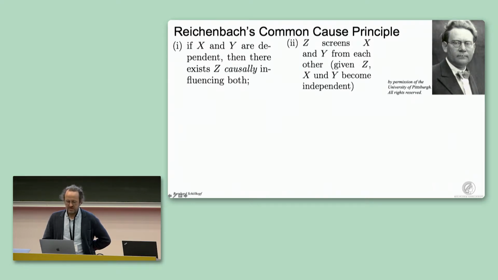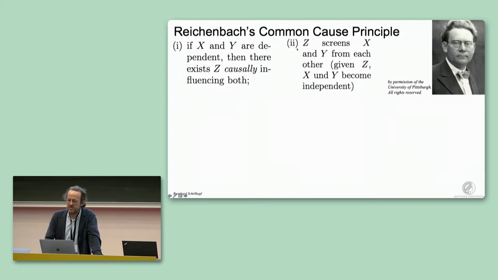Had to leave in 1938, went to Turkey, and later went to America, where he was, for instance, the PhD advisor of Hilary Putnam. So Reichenbach said that if we find two observables to be dependent, then there is a causal explanation for this. There must be something else that causally influences both of them. So no statistical dependence without causality.